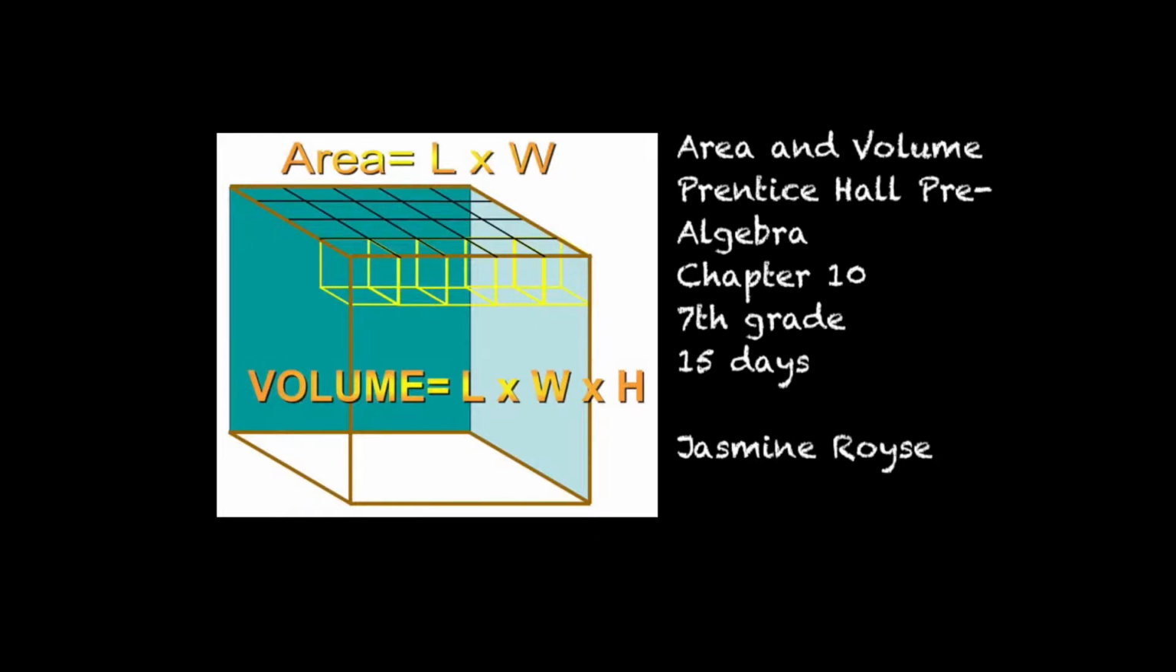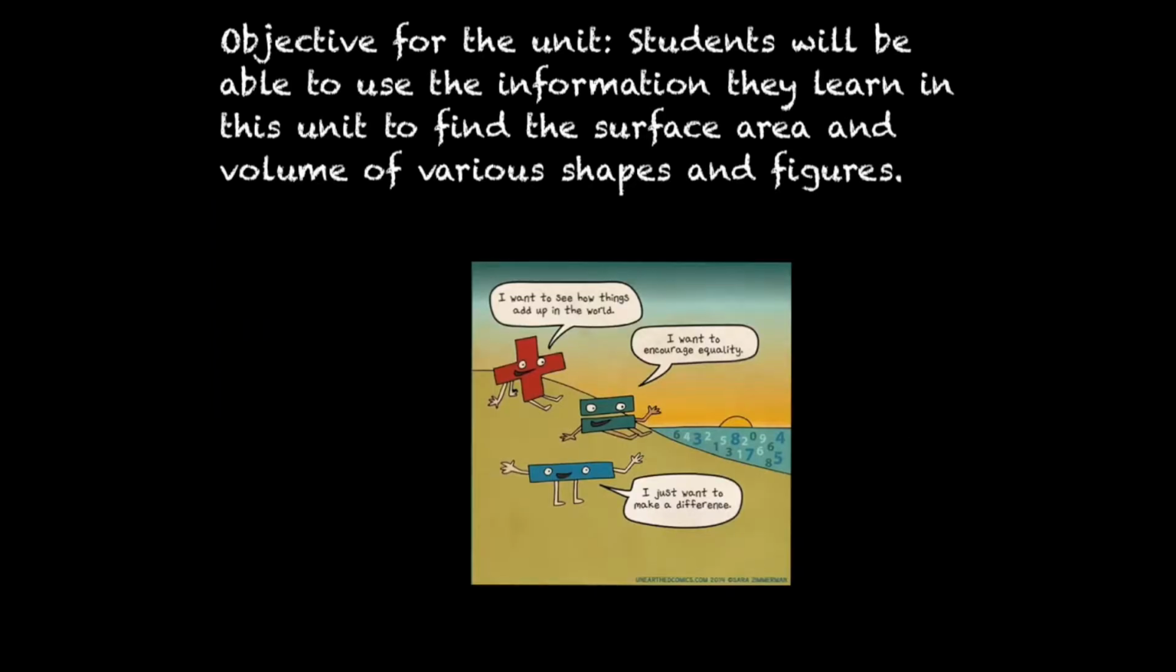Hello and welcome to 7th grade pre-algebra chapter 10, where we will be learning about area and volume of 2D and 3D figures. The objective for this unit is for students to be able to use the information they learn to find the surface area and volume of various shapes and figures.